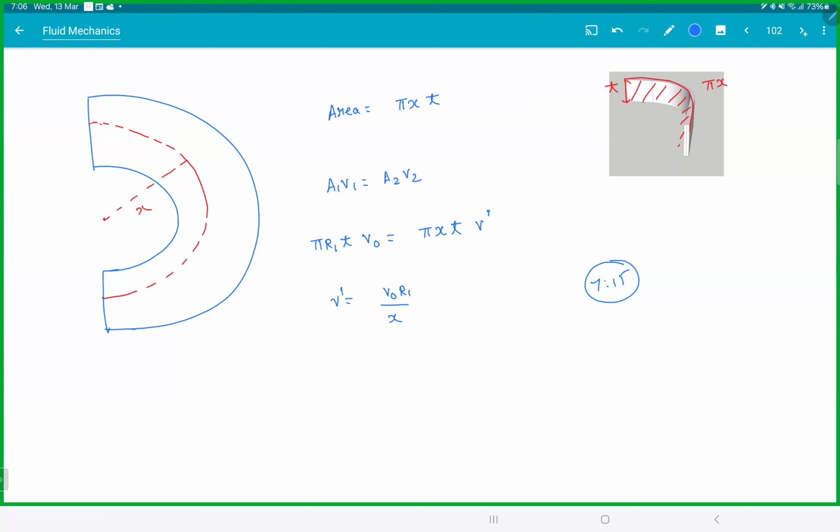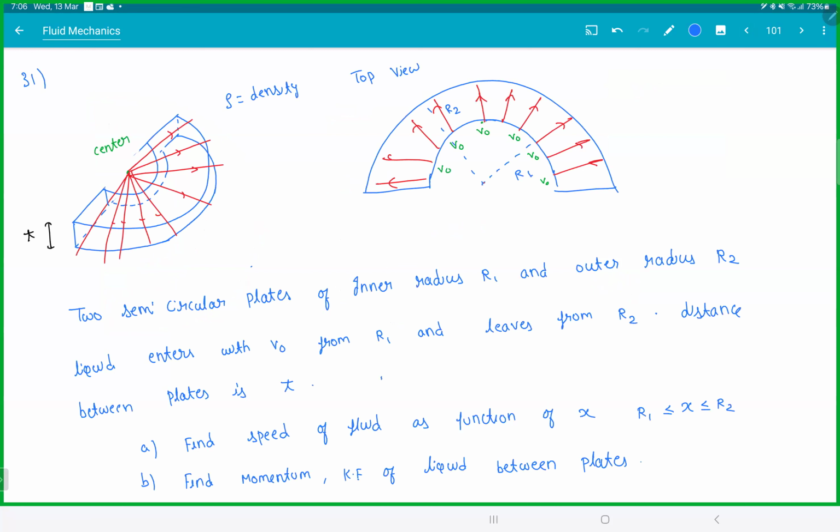Any doubt so far? Anything you're not clear? So you need to find the kinetic energy and the momentum of the liquid between the plates. Remember, the liquid is not going in the same direction, it is going off in different directions.